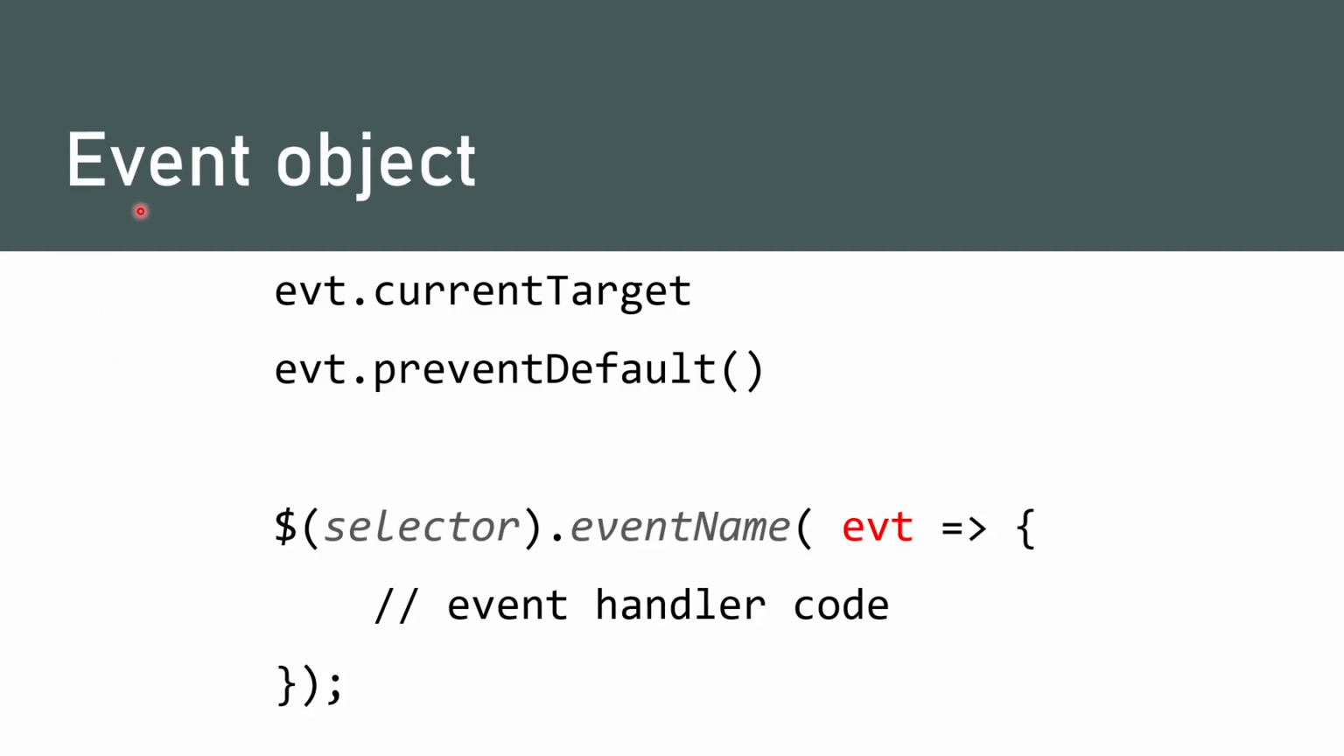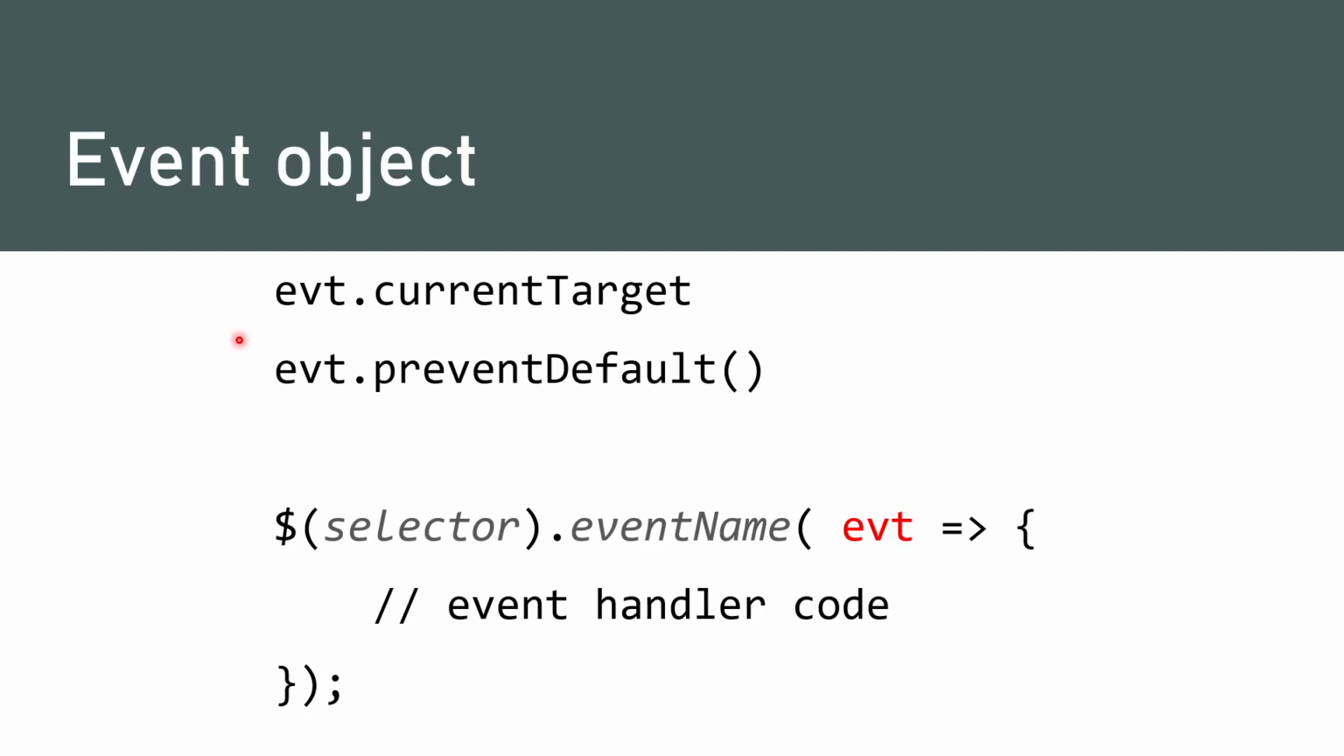Now, we have seen the event object before, where we have written event handlers that take a single parameter for the event, and we have used the event.preventDefault to stop the default, like what happens by default when that event happens, to stop that action from being performed.